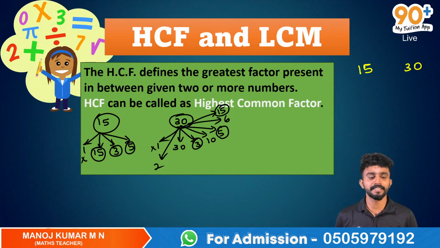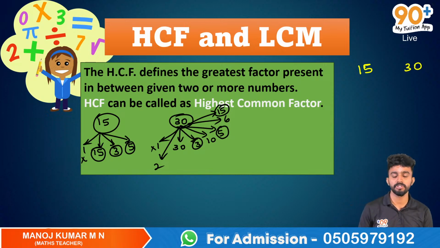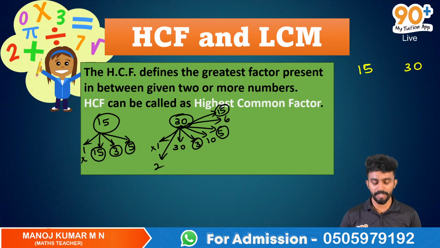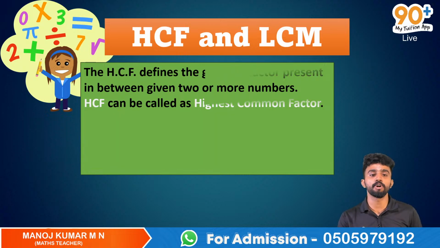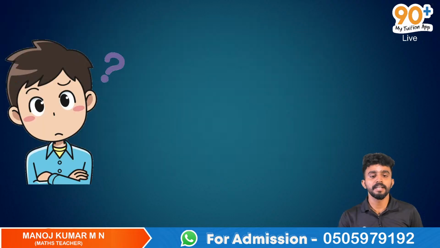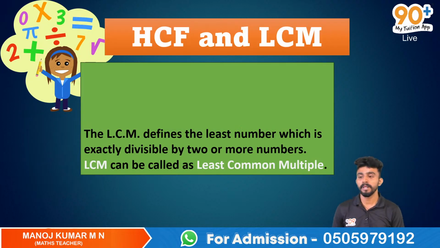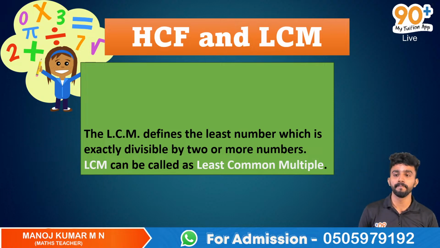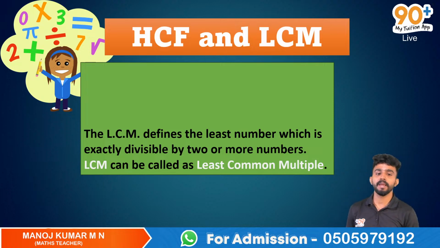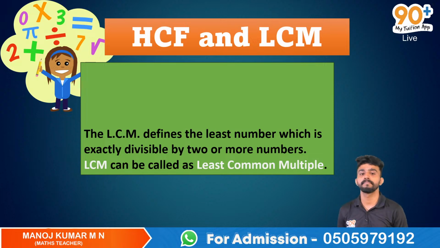So Shamiha, we are checking all the basics of mathematics, some basic concepts we are covering. Once you're done, we'll move forward. Okay, Atif. Next we'll check the LCM, or the lowest common multiple. The LCM defines the least number which is exactly divisible by two or more numbers. That is, LCM can be called the least common multiple.